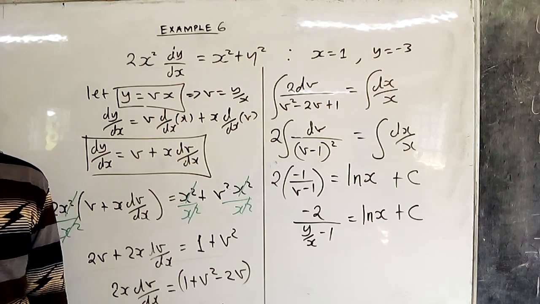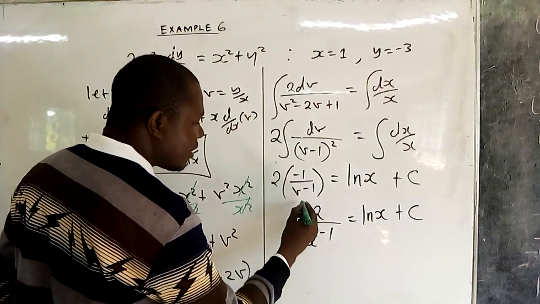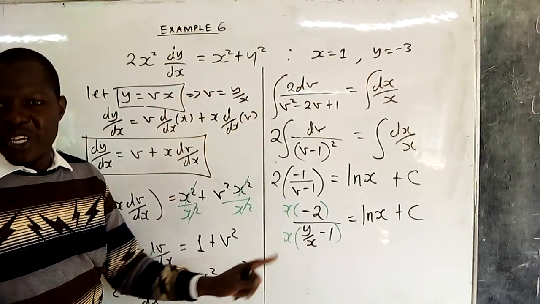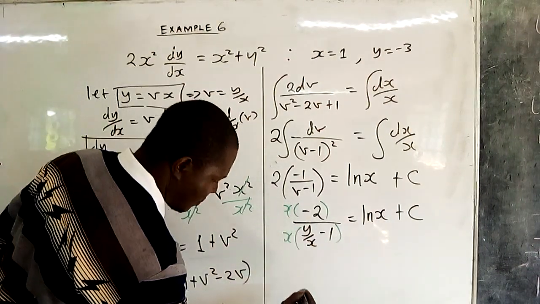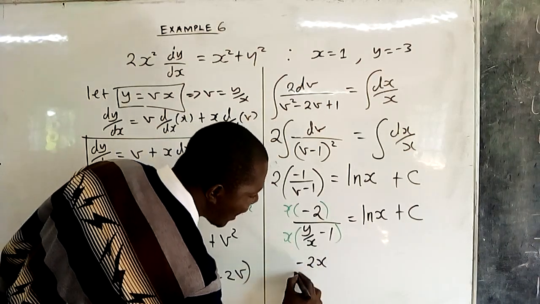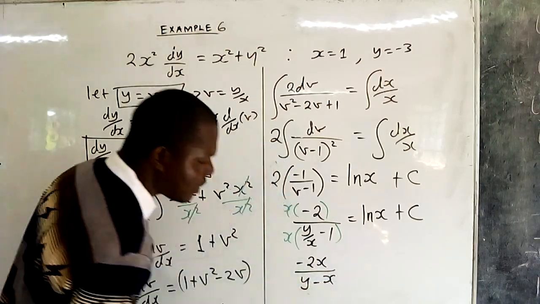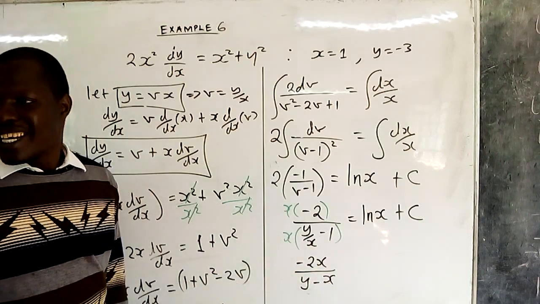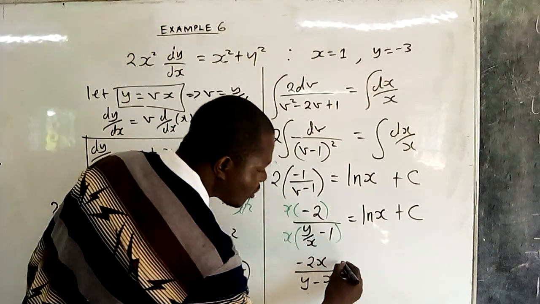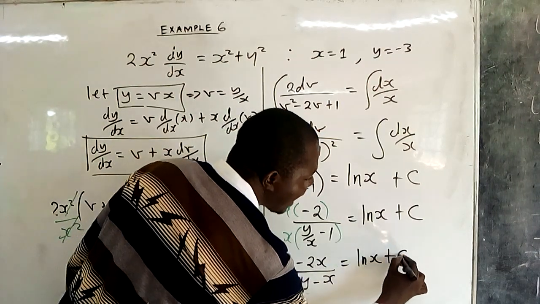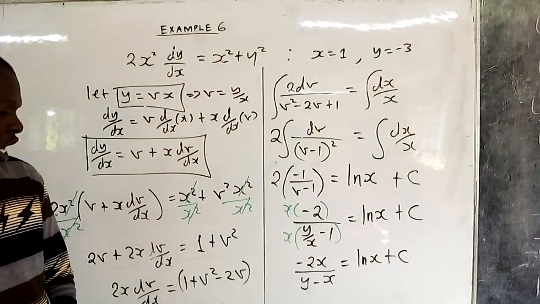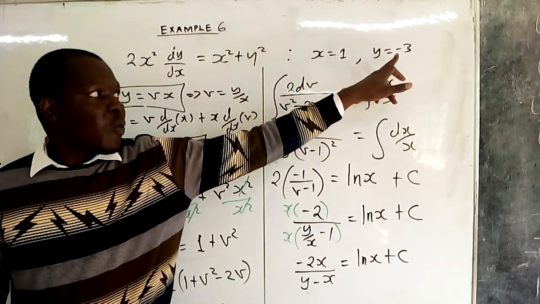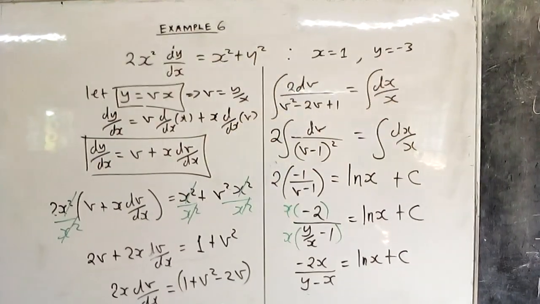Are we together? See, you can do this. You can multiply the numerator and denominator by x to simplify this equation, isn't it? So that you get negative 2x over y minus x, because x times y over x remains y, and x times negative 1 remains negative x, isn't it? Equal to ln of x plus c. So the next step is to get the value of c. You'll be told x is 1 when y is negative 3.